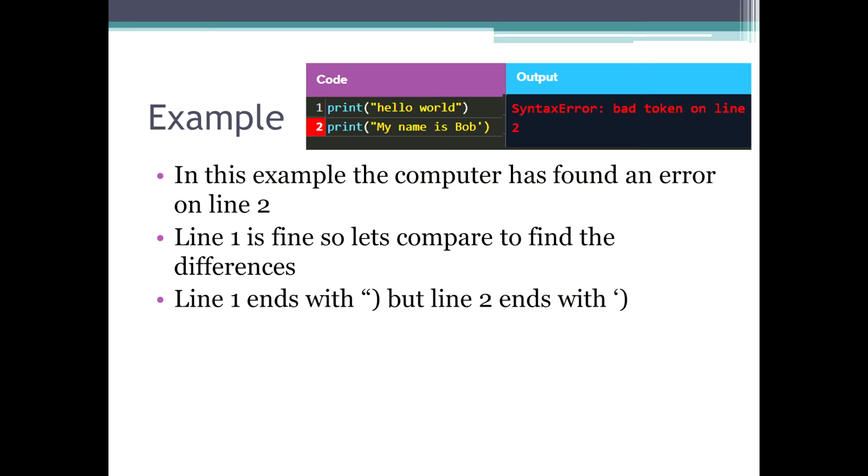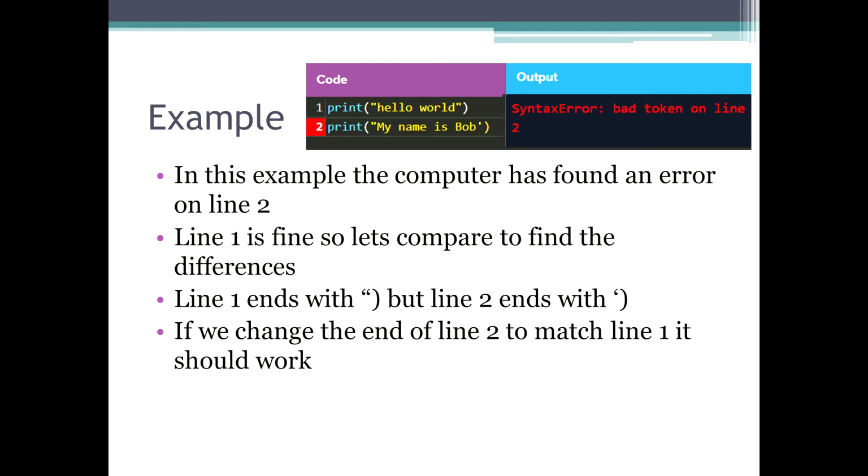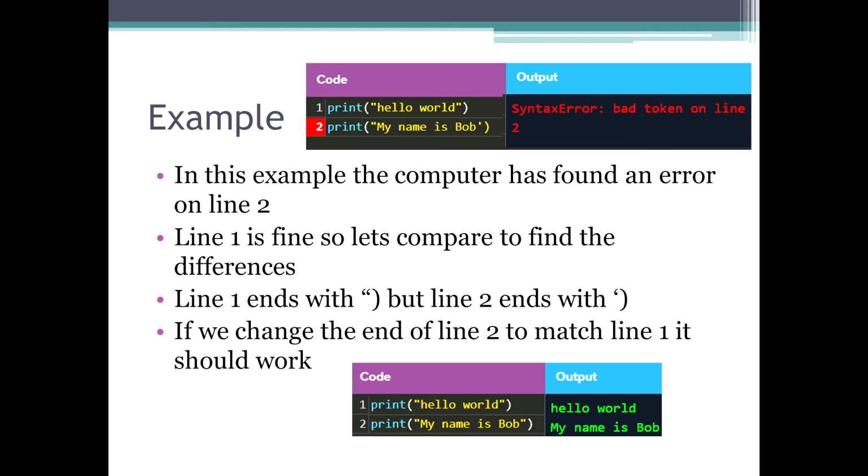So line 1 is ending with the double inverted commas and the bracket, and line 2 is ending with apostrophe and the bracket. So if we change the ending of line 2 to match the same as line 1, it should work, which is what I've done. So as you can see down there, line 2, we've got my name is Bob. We've now got that inverted commas and the bracket there, and we can see that it's working absolutely fine.